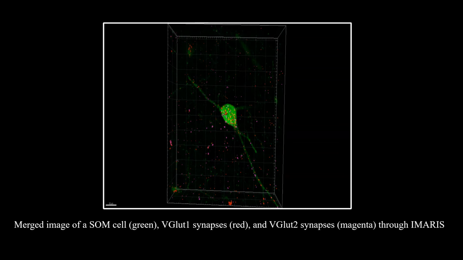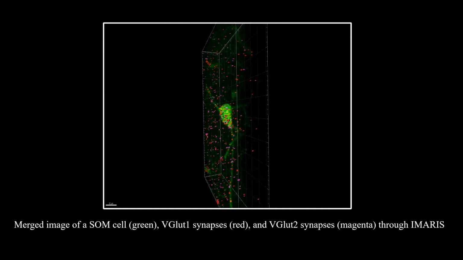This is a merged image of a SOM cell, which is highlighted in green, VGLU1 synapses, which are in red, and VGLU2 synapses, which are in magenta, through the IMARIS. So it's like a 3D image that is stacked together. It's called a Z-stack, basically multiple pictures at different locations on the cell compressed so we can see them all in one plane, and well, in 3D, excuse me.